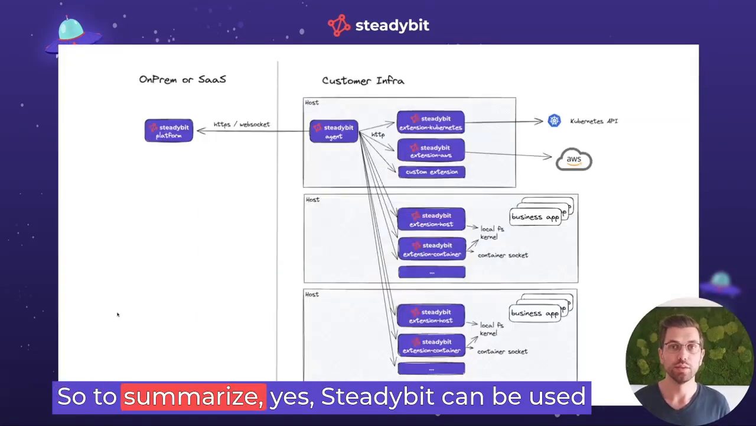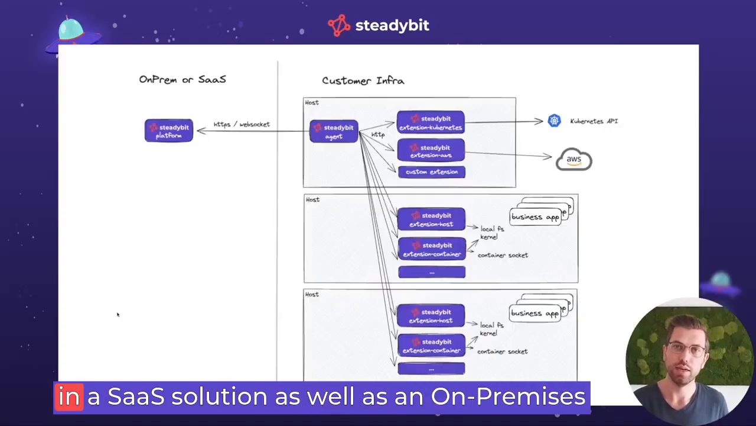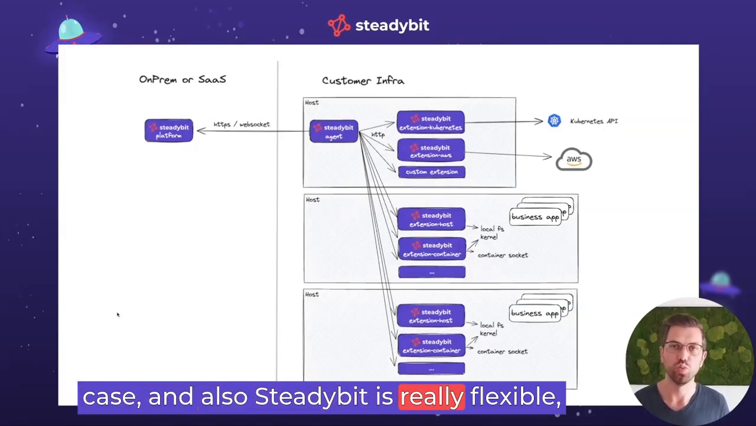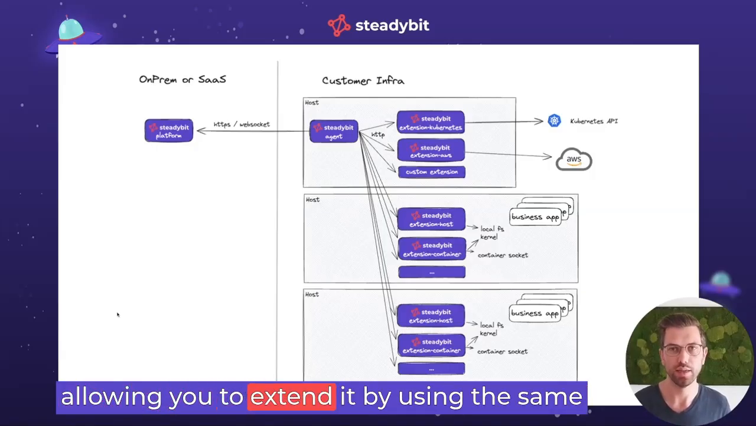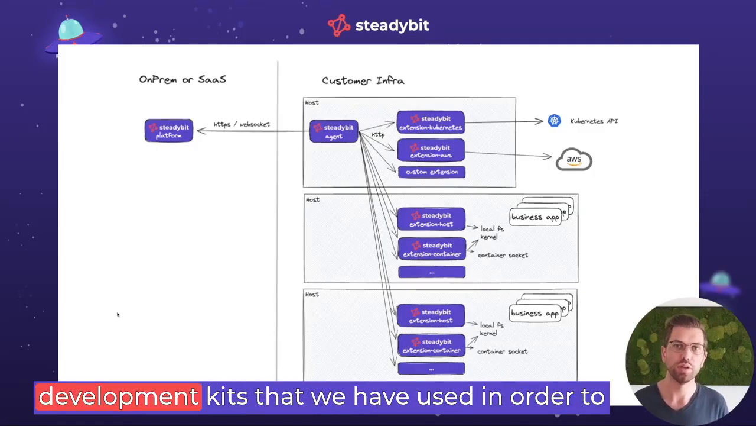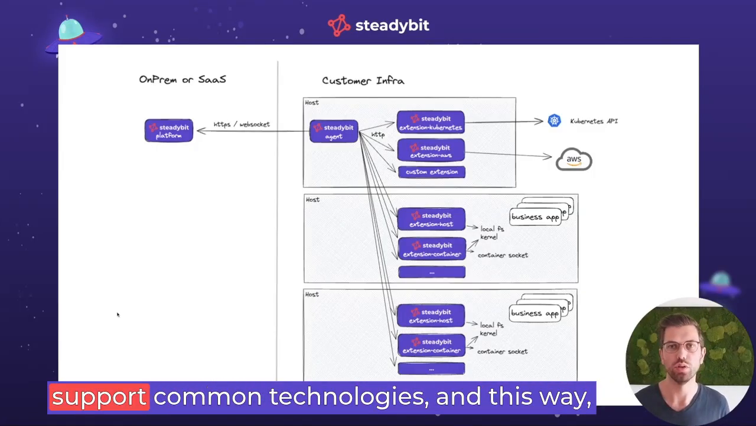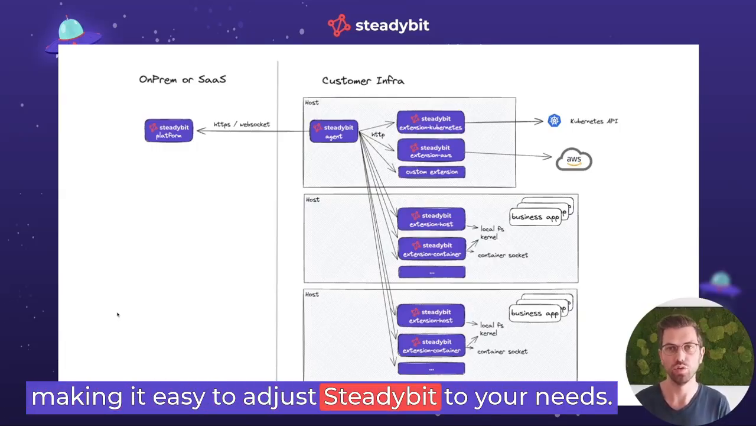So to summarize, yes, Steadybit can be used as a SaaS solution as well as in an on-premise case. And Steadybit is really flexible, allowing you to extend it by using the same development kits that we have used in order to support common technologies, and this way making it easy to adjust Steadybit to your needs.